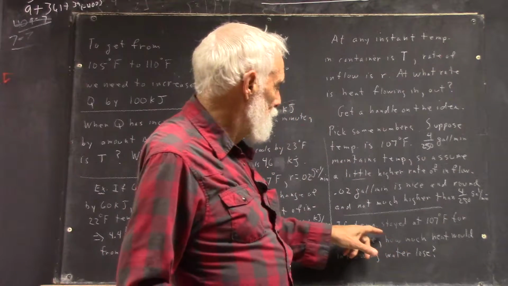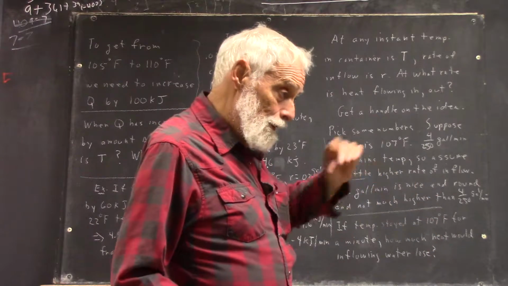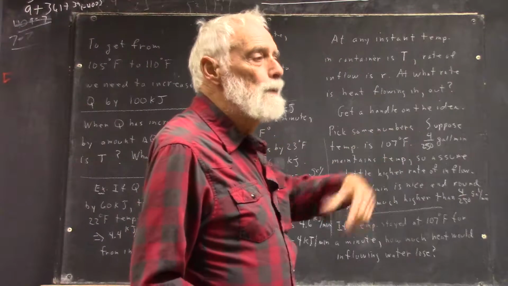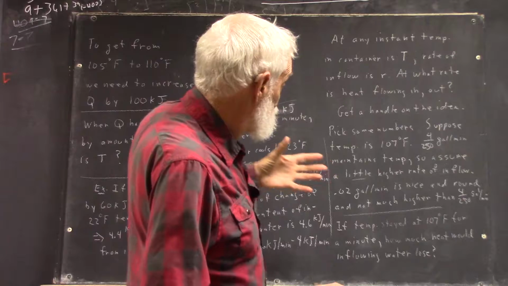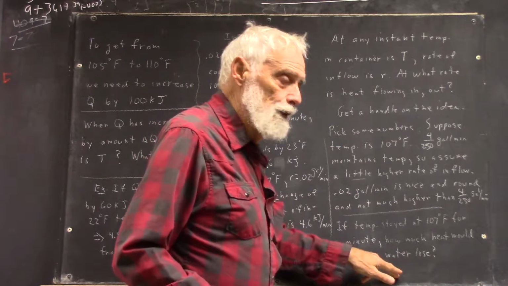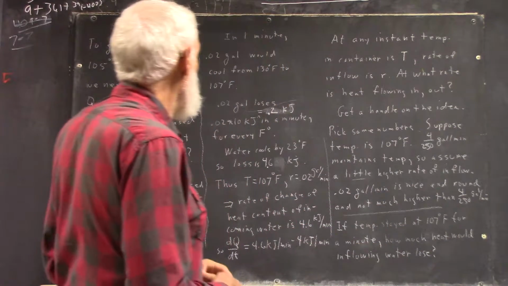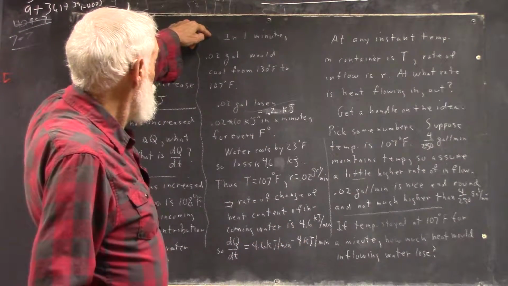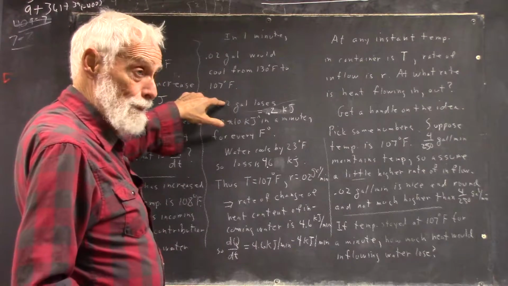Now we know the temperature's not going to stay at 107 Fahrenheit. If we have a rate better than the rate that replenishes what's lost to the surroundings, the temperature's going to keep increasing, but let's just pretend it stays here and ask how much heat is the inflowing water going to lose? Well, pretty easy to answer that. In 1 minute, 0.02 gallons is going to cool from 130 to 107. That's what's going to happen.